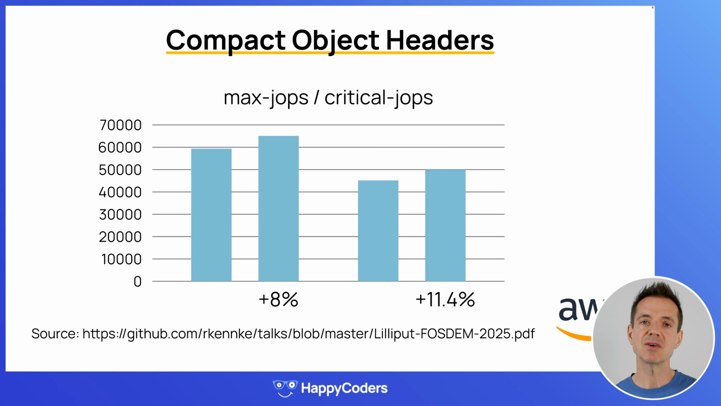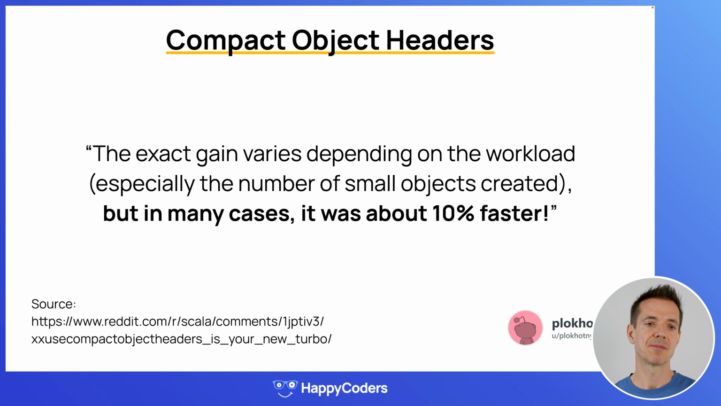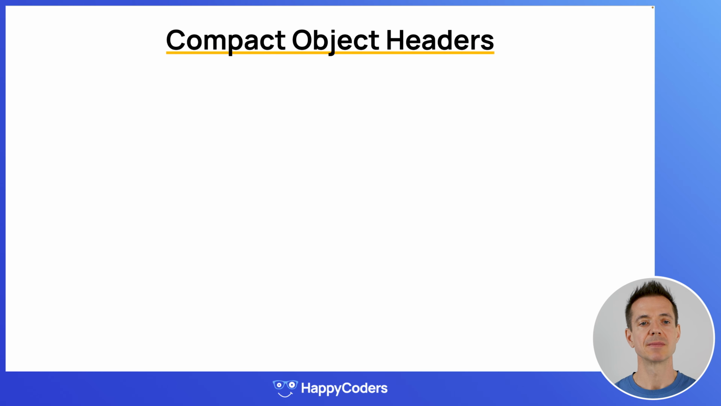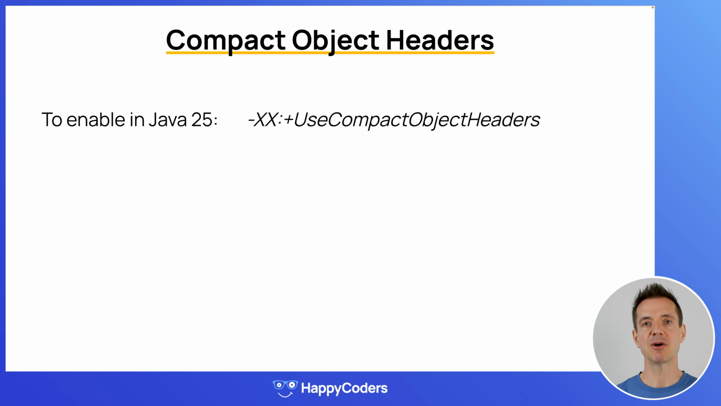Amazon reports 8 to 11% higher throughput. Reddit user Plokhotnyuk reports 10% more throughput in a JSON benchmark. And Alibaba reports 6 to 9% increased throughput. And the best part is, you don't have to change a single line of code to achieve these improvements. You just need to upgrade to Java 25 and set this VM option: -XX:+UseCompactObjectHeaders.